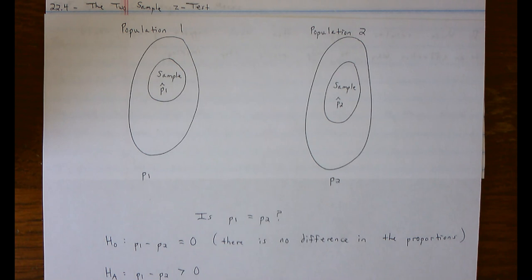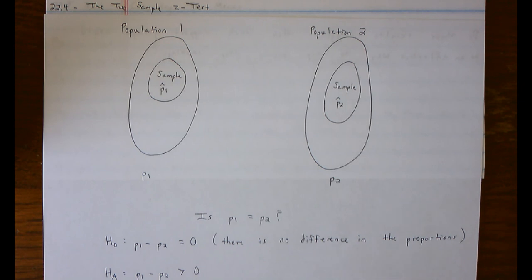P1 hat will be the sample proportion of teenagers who text on a daily basis, and P2 hat will be the sample proportion of senior citizens who text on a daily basis. Maybe I notice that P1 hat is quite a bit bigger than P2 hat. I'd like to know, is this difference real or just due to natural fluctuations in the sample?